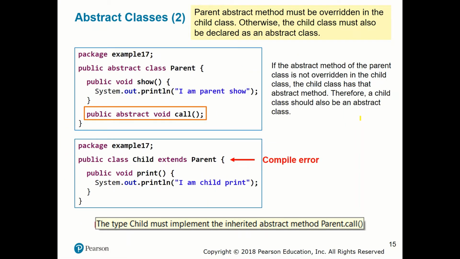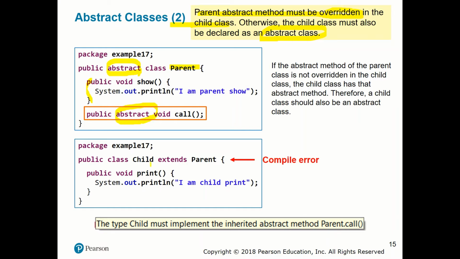Let's see this example. I have already explained to you that a parent abstract method must be overridden in the child class. Otherwise, the child class must also be declared as an abstract class. This example shows this one. The Parent class is an abstract class. It has a show method. This is a general method. And the call method is an abstract method.